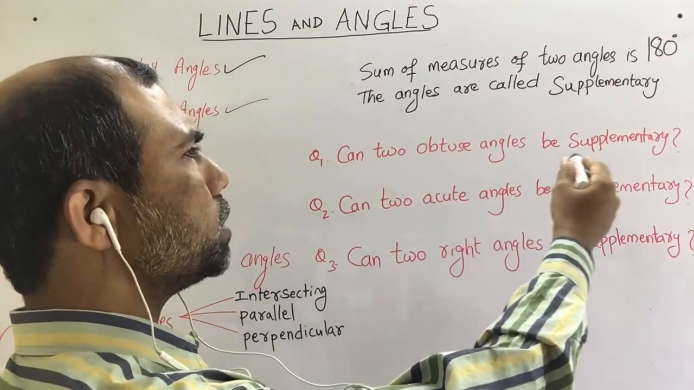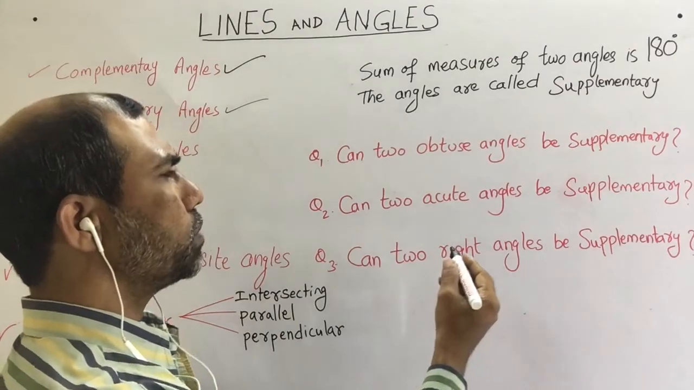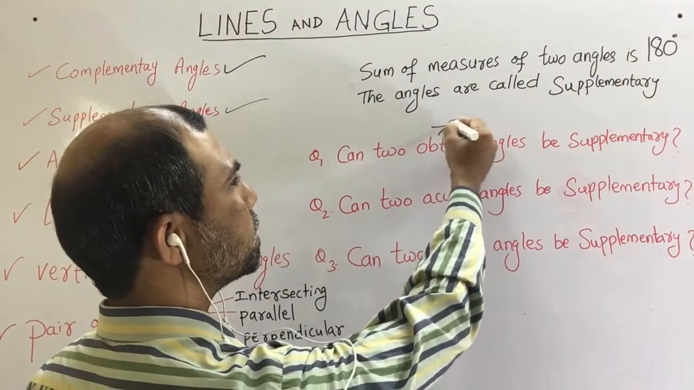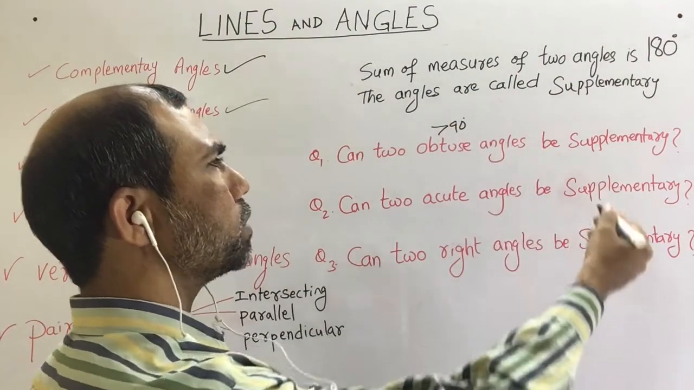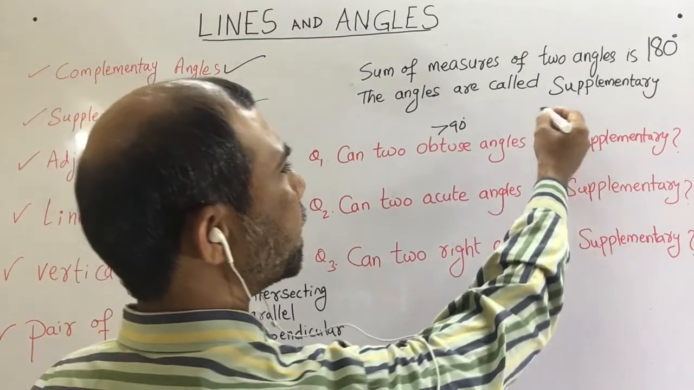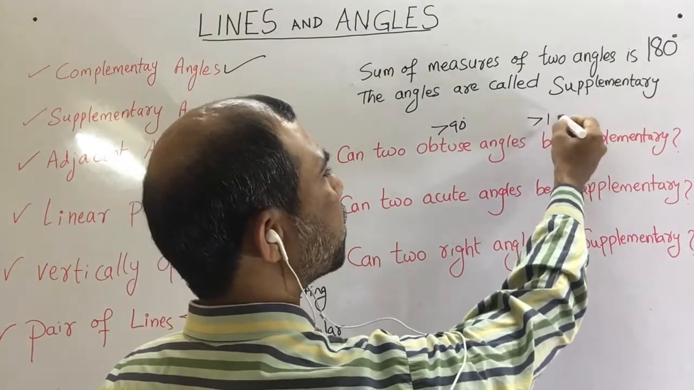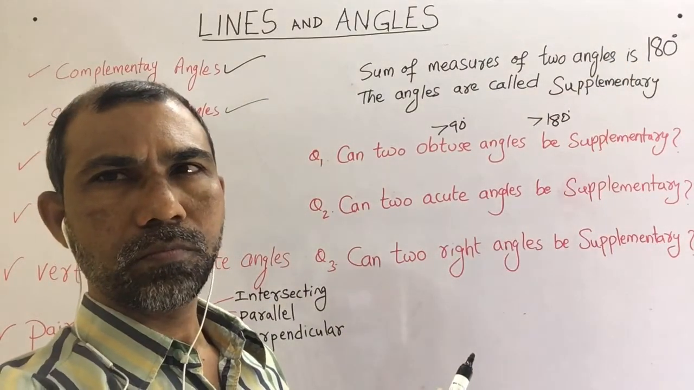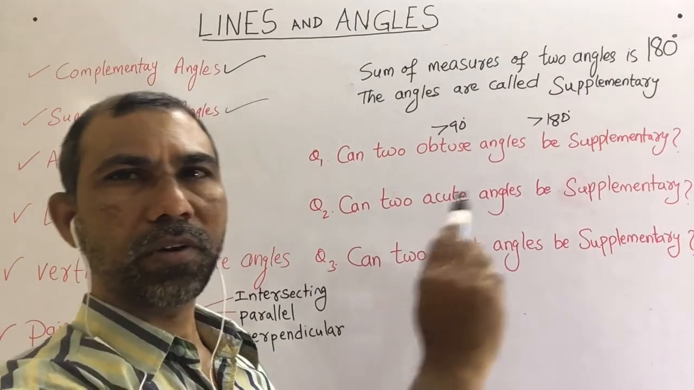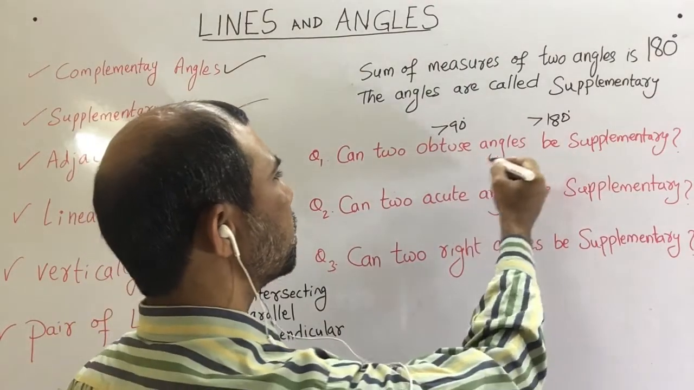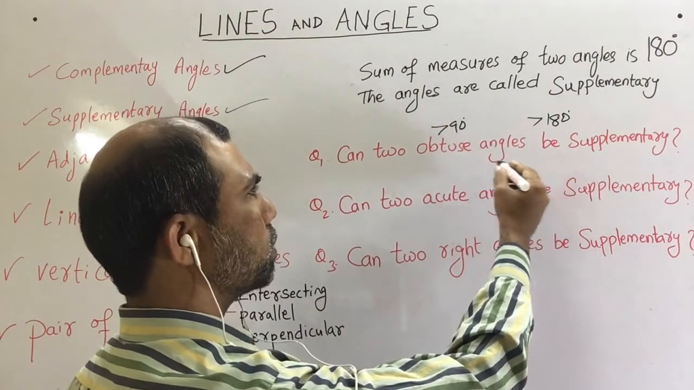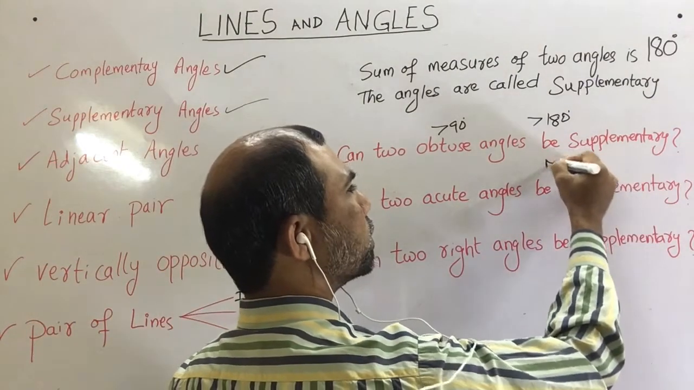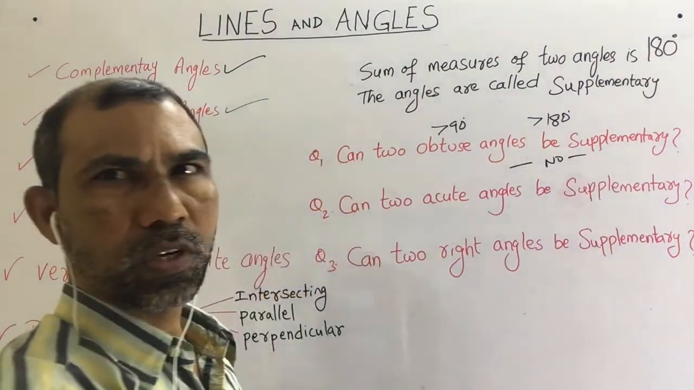Can two obtuse angles be supplementary? Yeah, as we know the meaning of obtuse angle, it will be always greater than 90 degrees. Then if you are adding the two angles which are more than 90 degrees, you will be getting the sum more than 180 degrees, but we must get the angle of 180 degrees. Sum must be 180 degrees, but we are getting more than that. So, this cannot be possible. The obtuse angles cannot be supplementary. So, the answer will be no for this question.